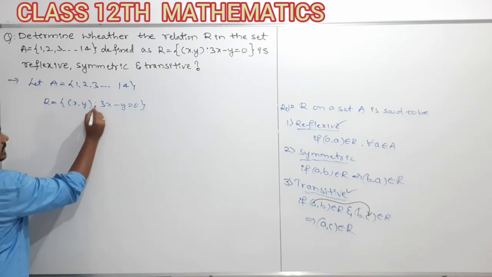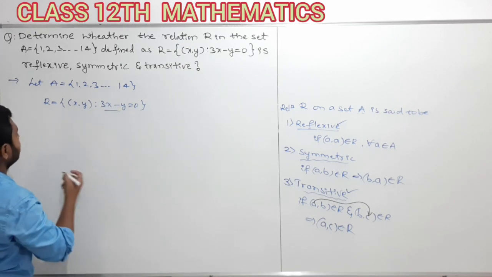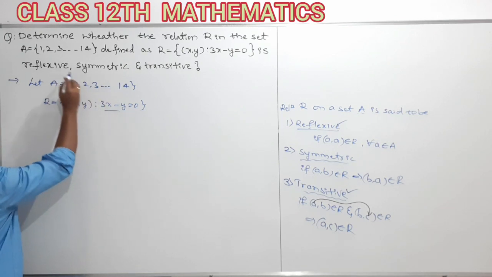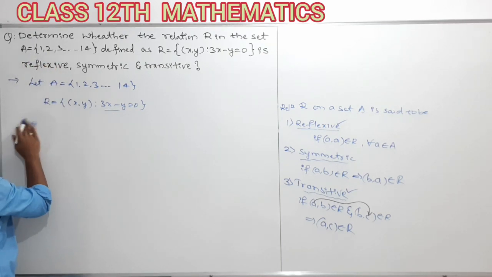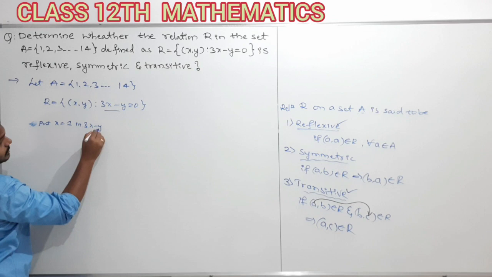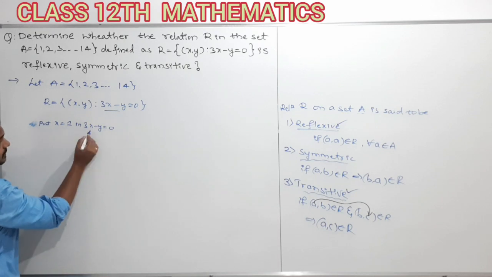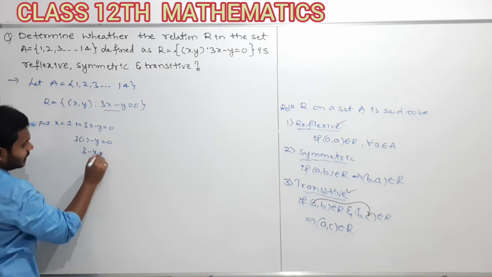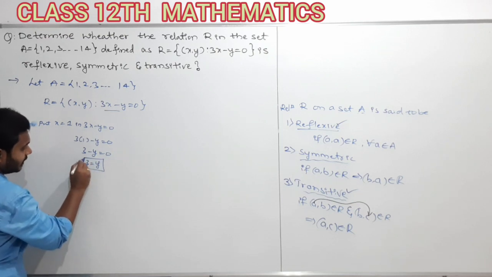So I should consider the elements of this relation R. To consider the elements of the relation R, I'll solve this equation. First I'll take the x value as 1, because I should take it from the set A. The starting element in the set A is 1. So put x equals 1 in the equation 3x minus y equals 0. If you substitute x value 1, 3 into 1 minus y is equal to 0. 3 into 1 is 3, minus y equals 0, and 3 is equal to y, because shifting that to the other side it becomes plus y.